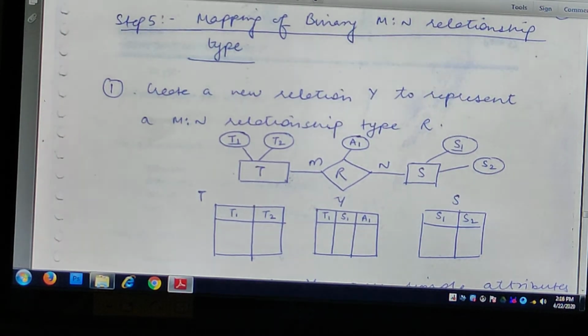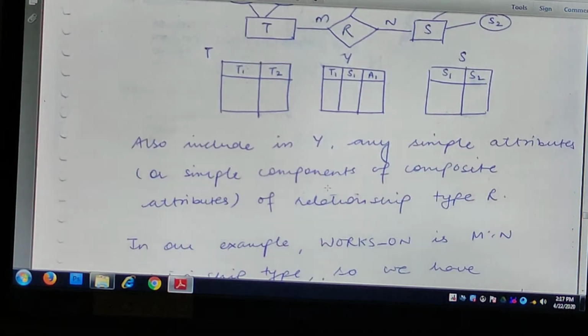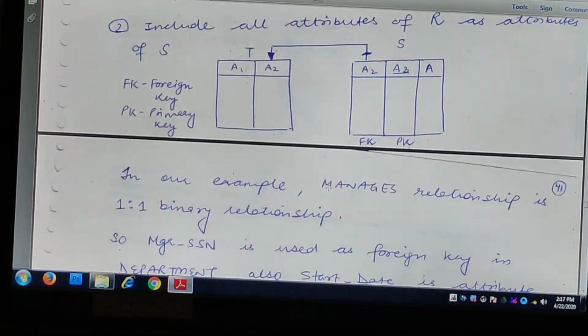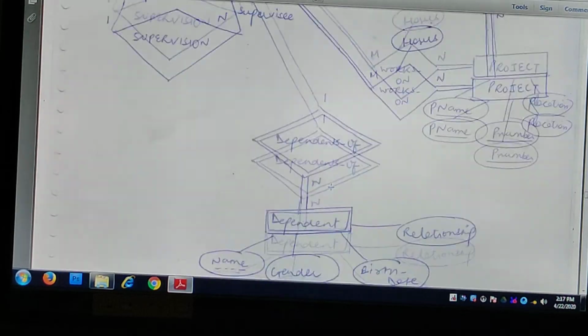The primary key of T is T1, the primary key of S is S1. So the primary key of R is T1 and S1, and A1 is the attribute. So we will create a different table for R. This is the case of M2N relationship. Let's see the ER diagram again. Do we have any M2N relationship in our ER diagram?